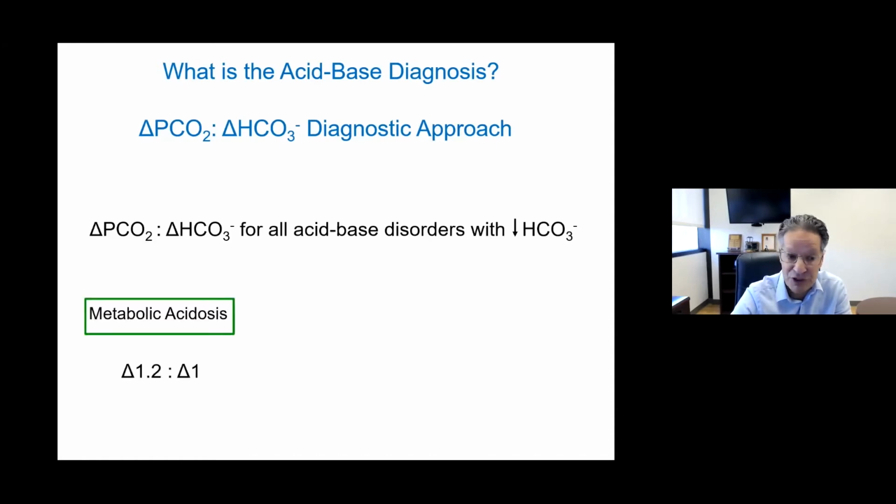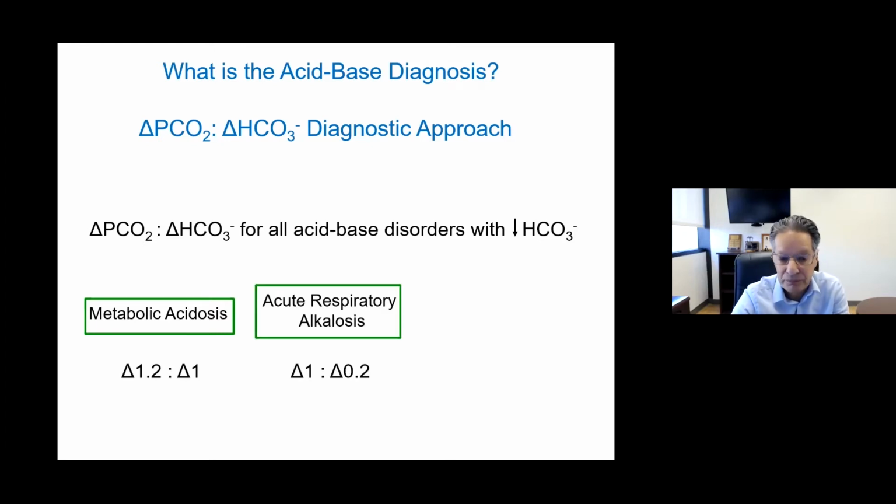And there's three. The first is what everyone would say, the patient has a metabolic acidosis. In that case, because of the compensation that occurs, you would expect the change in the PCO2 to be about 1.2 for every 1 change in the bicarbonate. Another disorder where we have a low bicarbonate is an acute respiratory alkalosis. In this disorder, it's the PCO2 that first changes, but the bicarbonate also changes, by about 0.2 for every 1 change in the PCO2.